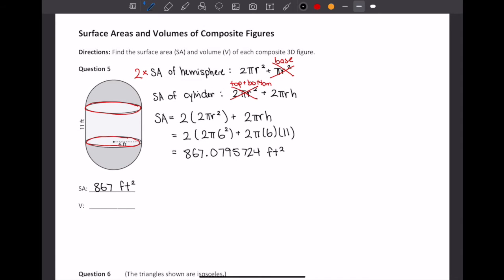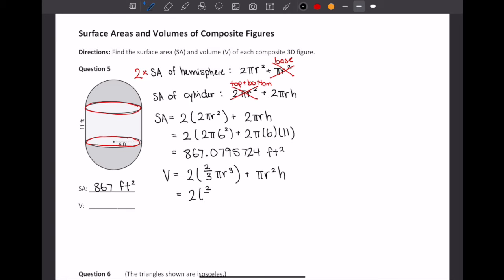For the volume, if we just take the volume of the hemispheres, 2 of them, and then add the volume of the cylinder, then we're good. We don't need to modify these formulas because volume is a measure of the interior space, and no matter how many shapes you put together, the amount of space they have inside doesn't change. So we have 2 of the hemispheres, so 2/3 pi r cubed is the volume of a hemisphere. And to that we're going to add pi r squared h, which is the volume of the cylinder.